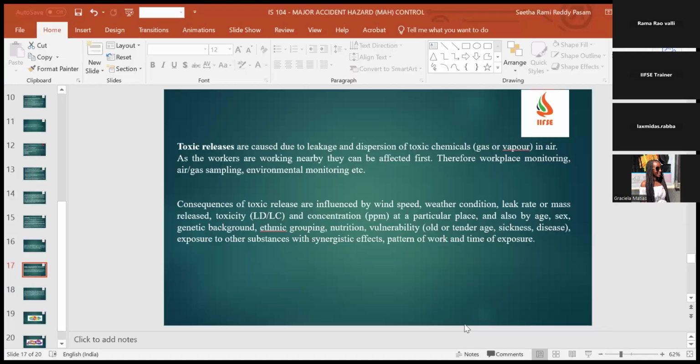And when we say STEL, short term exposure limit, that is calculated for 15 minutes of duration. So if the STEL limit is 5 ppm, in that 15 minutes as a maximum, you can be exposed up to 5 ppm. Over that, you are not supposed to be exposed. Then IDLH situations, these are the situations where you can't take even one breath.